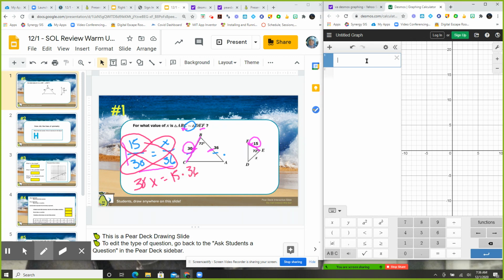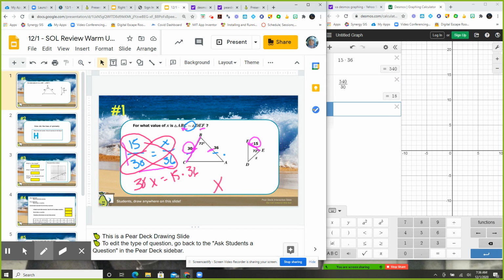So over in our calculator, we're going to do 15 times 36. And then 540 divided by 30. And we get 18. So all we did was divide by 2. 30 divided by 2 is 15, and 36 divided by 2 is 18.